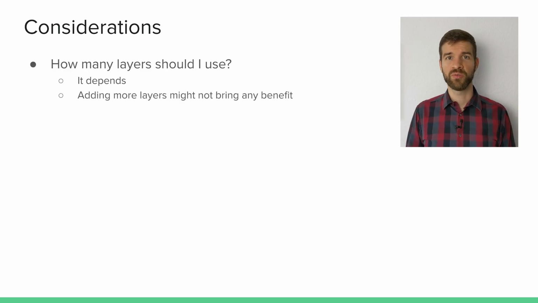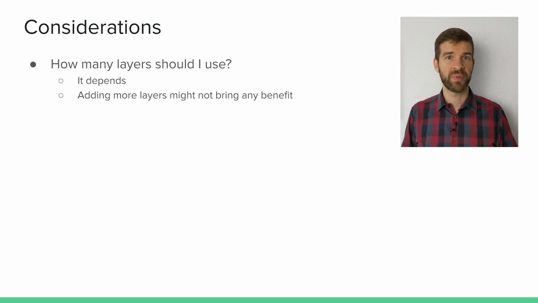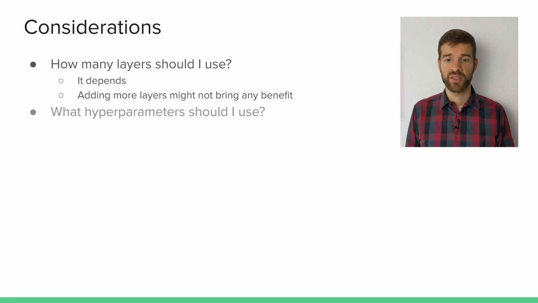So some considerations when you design your network, when you think about the architecture is, how many layers should I actually use? Well, the answer is it depends really on your problem. Of course, you might want to add more layers to extract more features, but at a certain point it might not bring any benefits. This is a big problem that people don't know when they start how many layers they should put in place. And they also don't know which hyperparameters they should use.